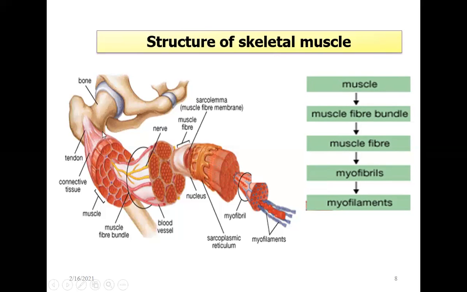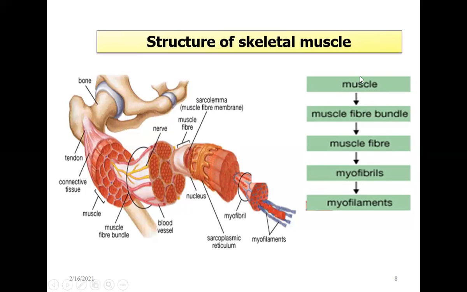This is the whole muscle, which is made up of multiple muscle fiber bundles. Each muscle bundle is made up of many muscle fibers. Each muscle fiber is made up of many myofibrils. Each myofibril is made up of many myofilaments. Myofilaments are nothing but the actin and myosin. So this is the structure of the skeletal muscle.